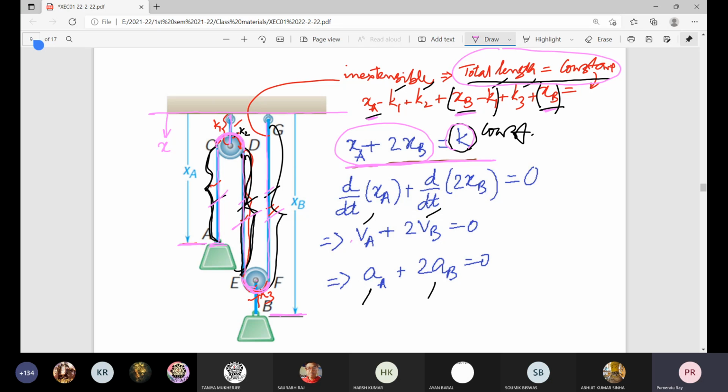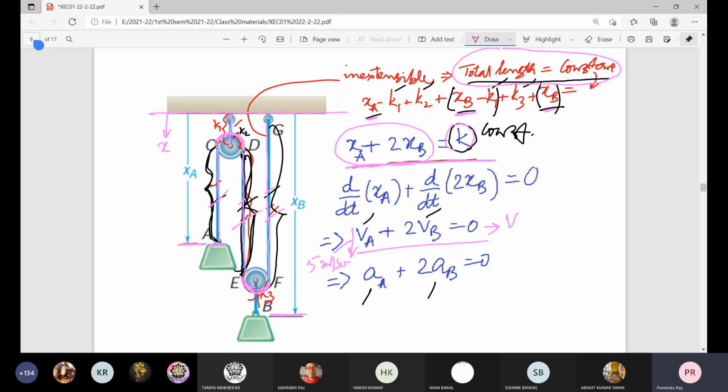First derivative relation for velocity: vA plus twice vB is equal to 0. Acceleration: aA plus twice aB is equal to 0. Now, what about this expression? If the block A is moving downward with some velocity, 5 meters per second, then what about the block B? Sir, it will move upward with velocity 2.5 meters per second.